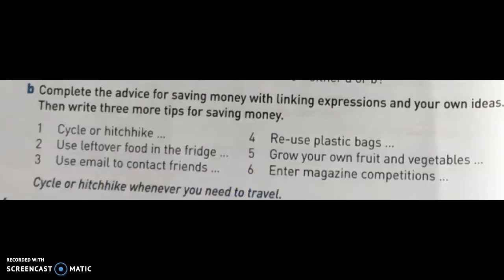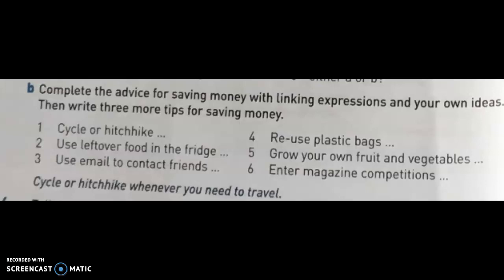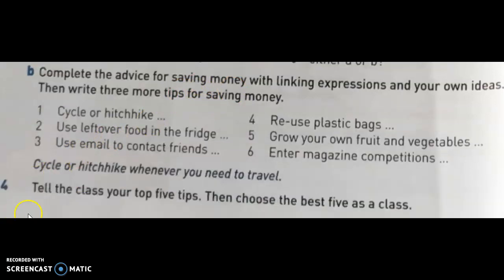Then you can get some feedback and use that stage to check any problems of meaning, form and pronunciation that come up. If you've got time after this activity, they can then write 3 more tips for saving money of their own. And if you've got even more time left, they can tell the class their 5 top tips, and they can choose the best as a class.